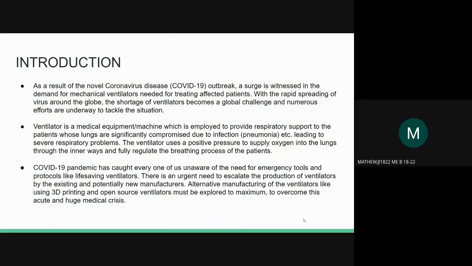Introduction. Due to the current COVID-19 pandemic, a surge is witnessed in demand for mechanical ventilators for treating patients. Due to increased demand, there's a shortage of ventilators. So our aim with this project is to develop a low-cost mechanical ventilator at a fraction of the cost of the ventilators currently used in the market. We are planning to employ new and alternative manufacturing techniques like 3D printing so as to develop the product.